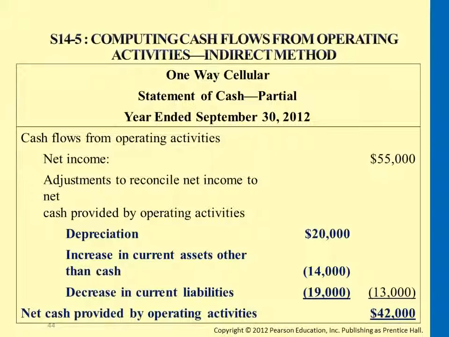Okay, so in the statement it will look like this. The 55,000 is already listed there. Depreciation, you add it. Increase in current assets, subtract it. Think of the example of accounts receivable. If we have increased accounts receivable, sales revenue increases, but this is not cash, so we subtract it. Decrease in current liabilities basically means we paid off some of the liabilities, so we use up the cash, so we subtract $19,000. So overall net cash provided by operating activities is $42,000.